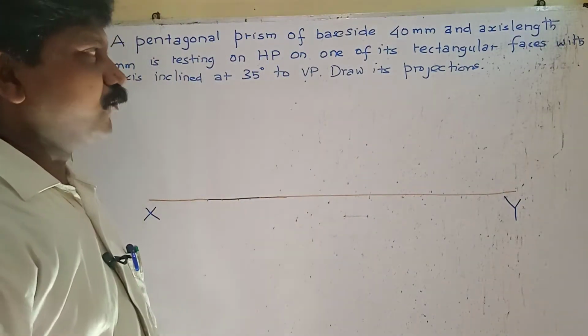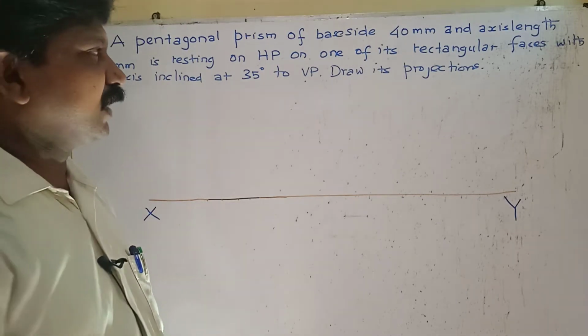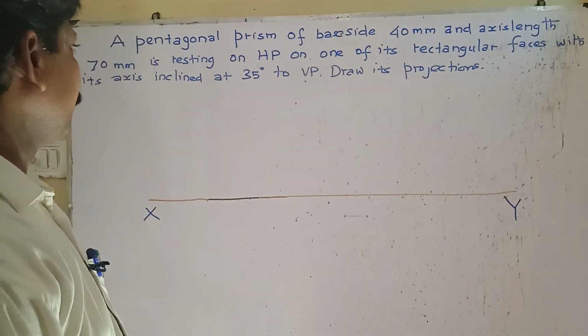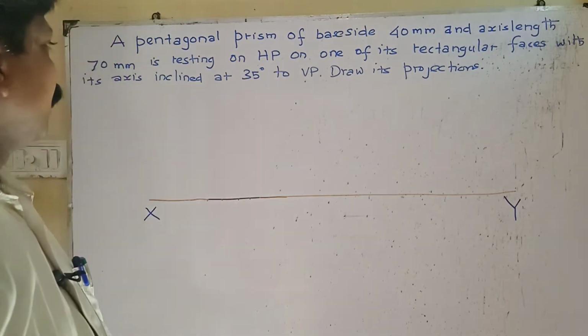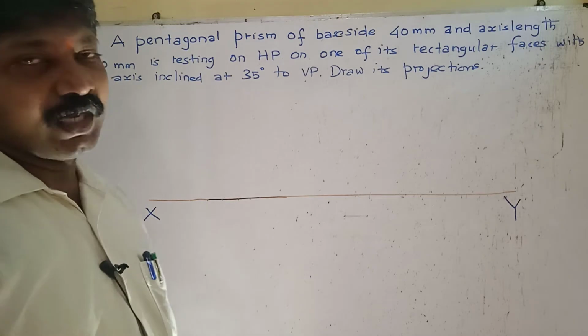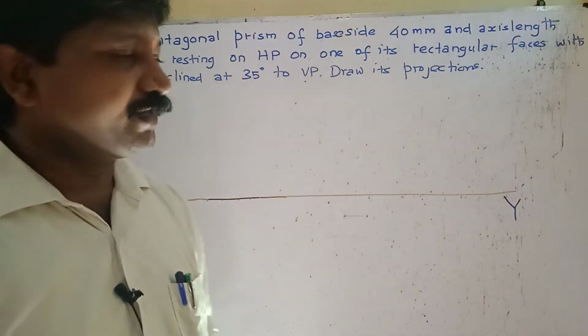A pentagonal prism of base side 40 mm and axis length 100 mm is resting on one of its rectangular faces with its axis inclined 35 degree to VP. Draw its projections.